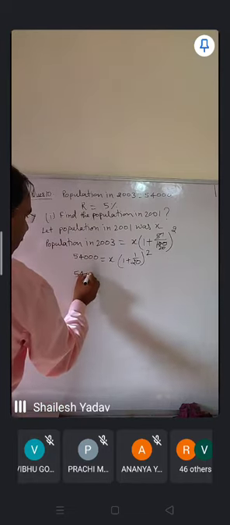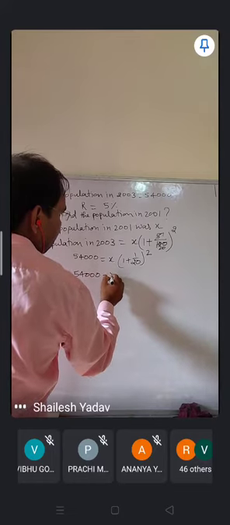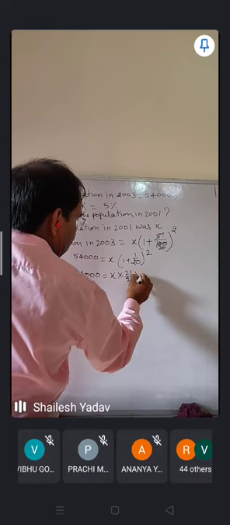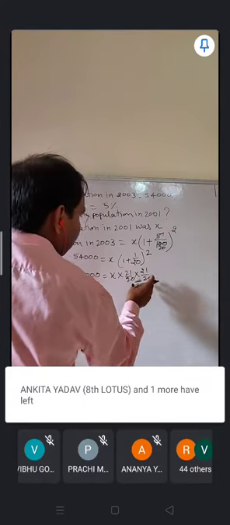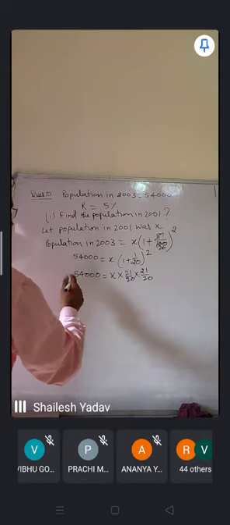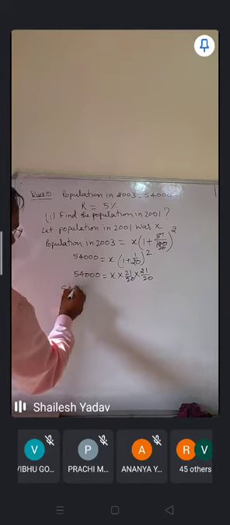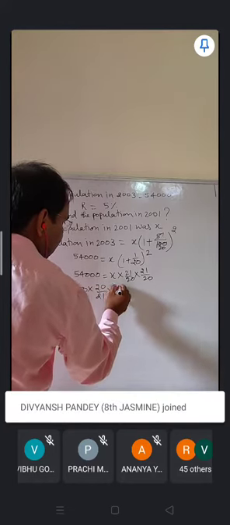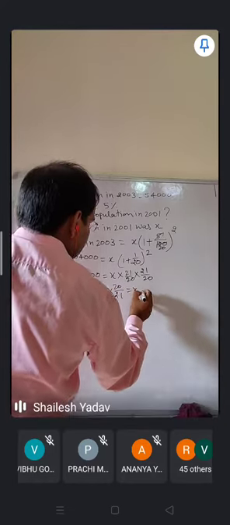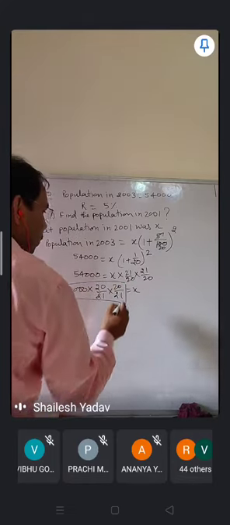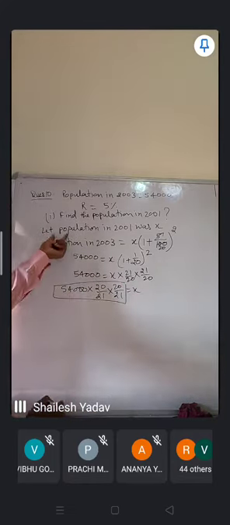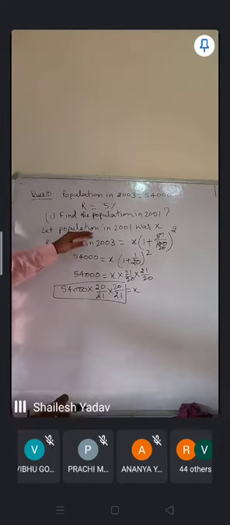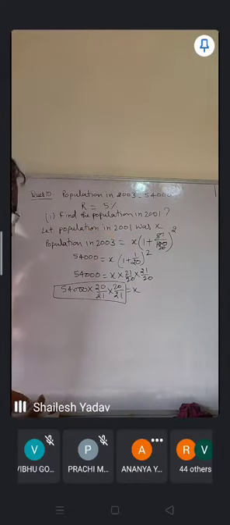So 54,000 equals x into 21 upon 20 into 21 upon 20. Now you will transfer these values to the left side. So it will be 54,000 into 20 upon 21 into 20 upon 21 equal to x. After calculating this, you will get the value of x, and x is the population in year 2001. So got it, Ananya, how you get the population in year 2001?